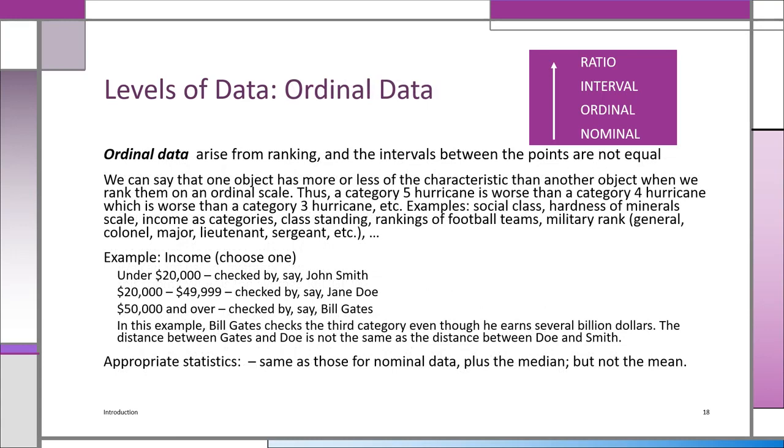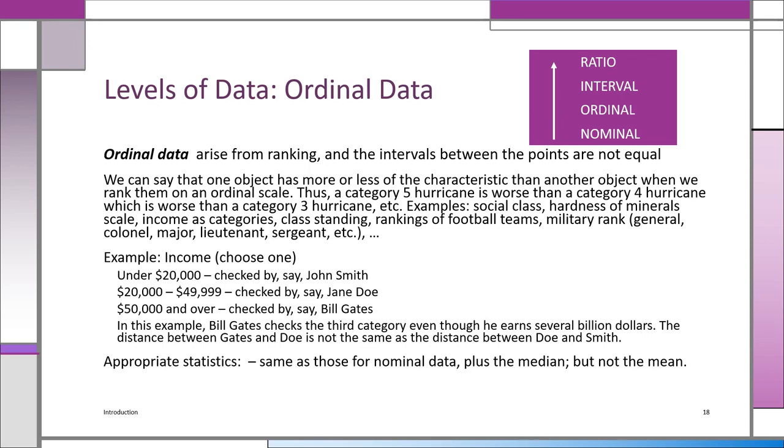Let's talk about ordinal data. Ordinal data arises from a ranking. And the thing to remember about ordinal data is that the intervals between the points are not equal. We do not have equal intervals. But what we can say is, if you check the top box, you have more of some kind of characteristic than somebody who checks the next box.